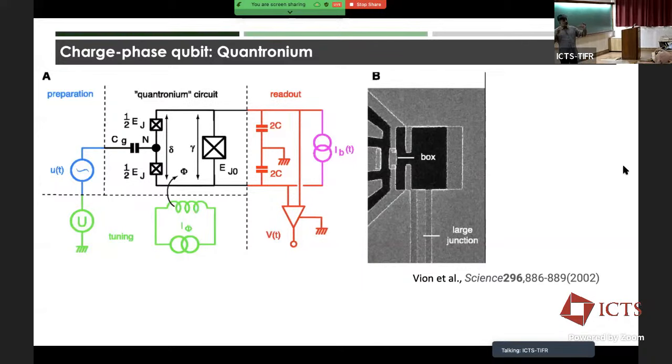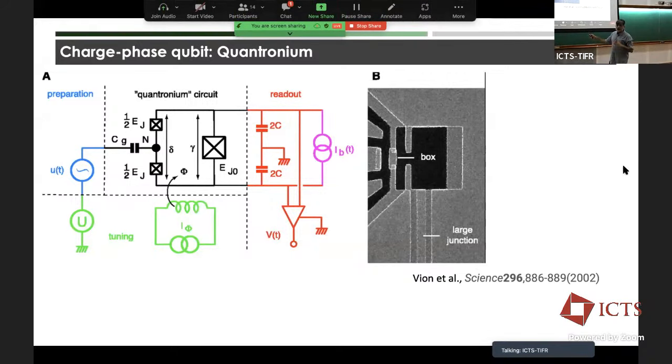It's a much bigger junction, which means the critical current is large, so the inductance is small. So if you think electrically, the dominant inductance of this circuit is actually still from the small junctions, which are the relevant junctions.